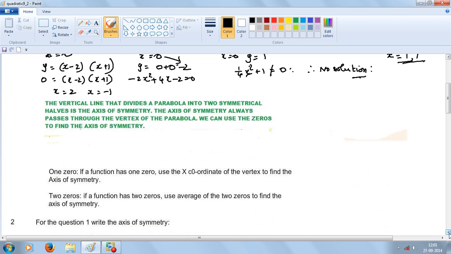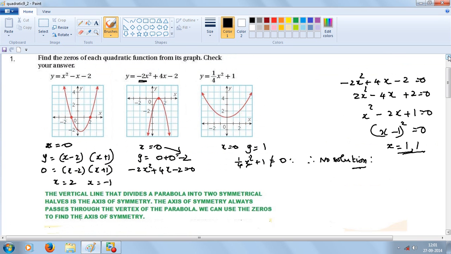Next problem. See in this above equation we will see this definition: the vertical line that divides a parabola into two symmetrical halves is the axis of symmetry. The axis of symmetry always passes through the vertex of the parabola. We can use the zeros to find the axis of symmetry. So what is the axis of symmetry?